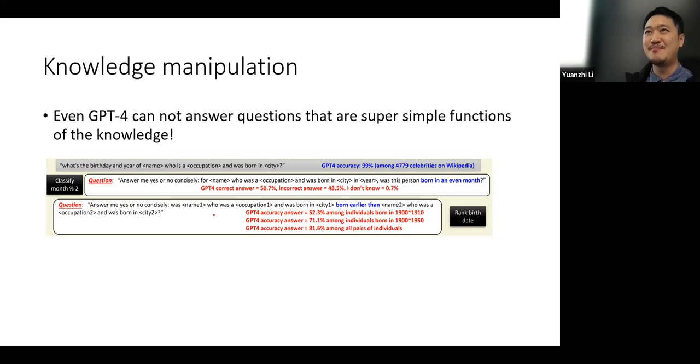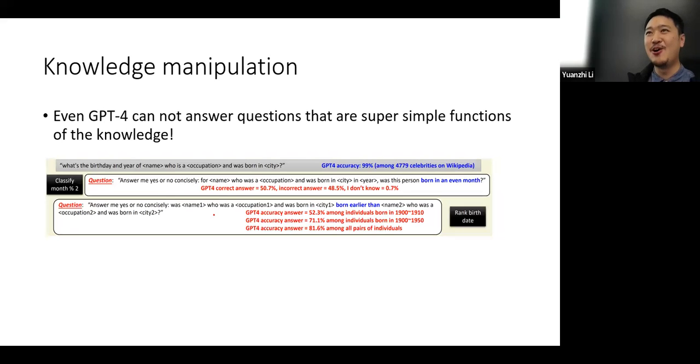So GPT-4 definitely memorized all the Wikipedia articles and it's able to extract knowledge for the celebrities, probably because the training data is already diversified for the celebrities. But now if you ask it about this particular celebrity, and we also add occupation, city, and year to disambiguate, and you ask whether they were born in an even month or not, the GPT-4 accuracy is actually random guessing. Just 50%. It's exactly random guessing.